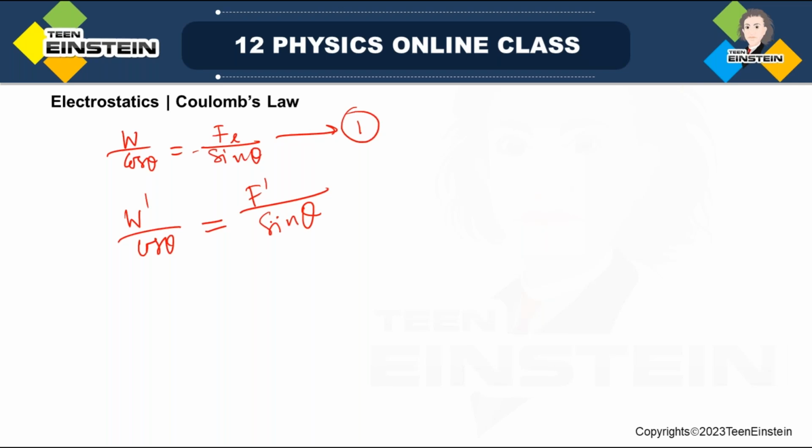So this is the thing. Now we can just do one thing. We just take the ratio, so W by W prime or W prime by W, and this F by F prime. Okay. So from here we'll be able to find out actually.